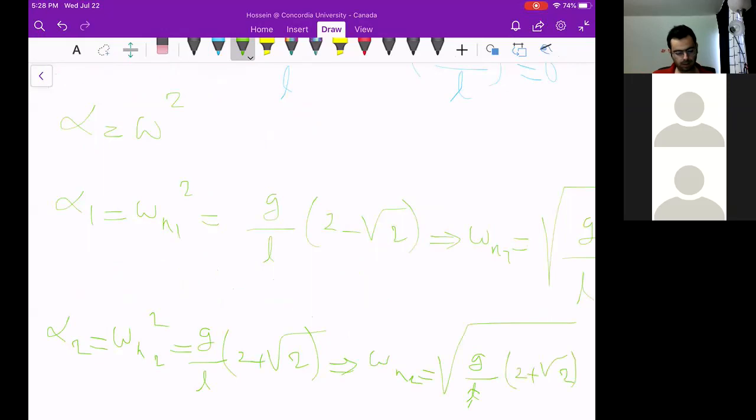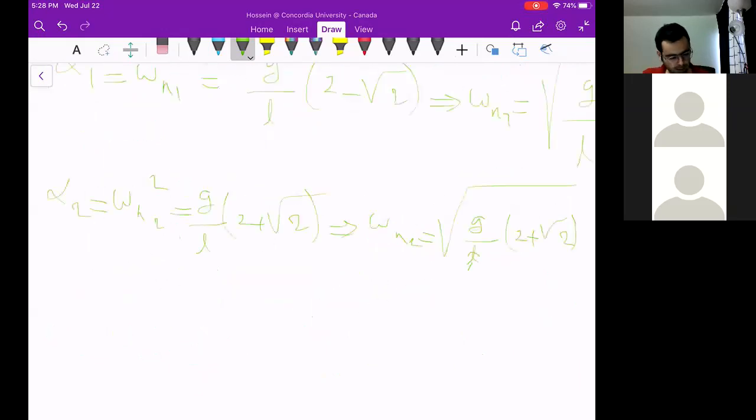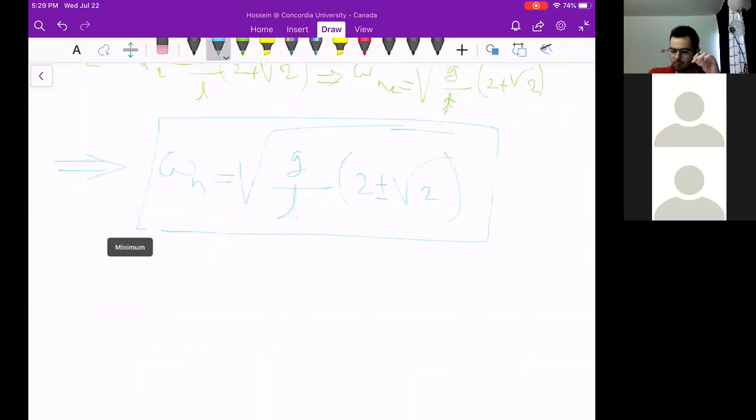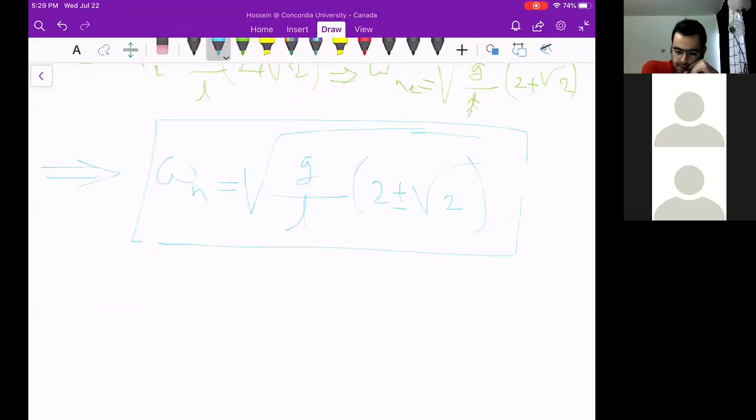If I want to write these two natural frequencies in a concise format, I will reach the point that the natural frequency of the system is g over L times 2 plus or minus square root of 2, which we were supposed to reach, as it is given in the question. So we are done with the natural frequency, and the second part is the natural mode shape.